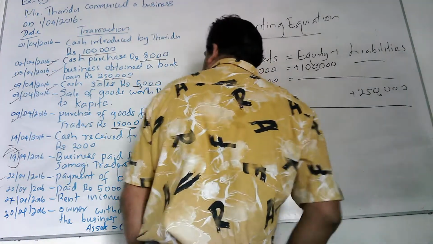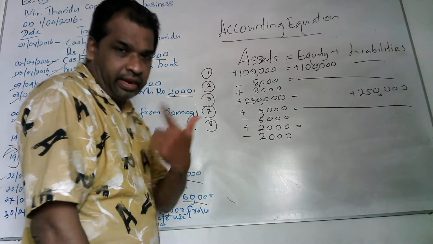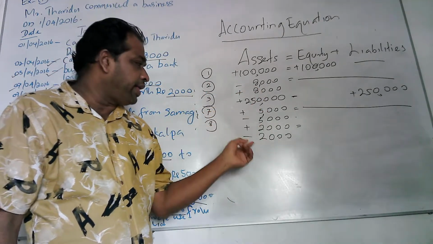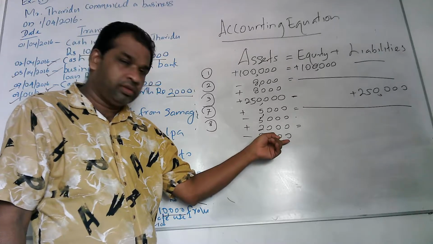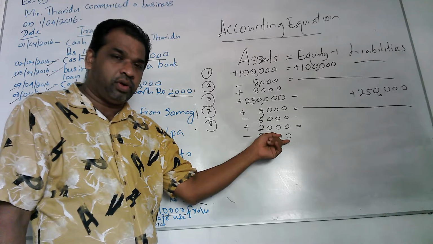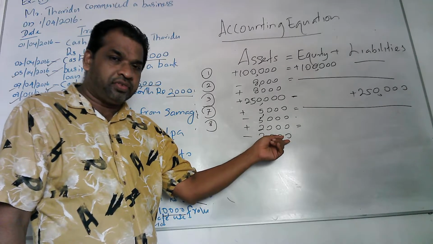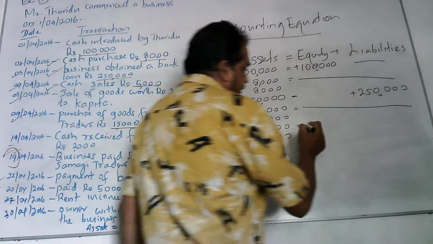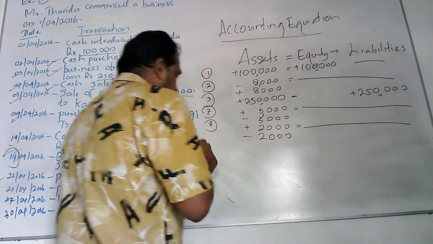Plus 2,000. When you sell goods, there will be a decrease in your stocks, inventory, therefore minus 2,000. Then as you don't receive money, you will create another asset called debtors or trade receivable, that is plus 2,000. Then nothing will happen to the liability side.